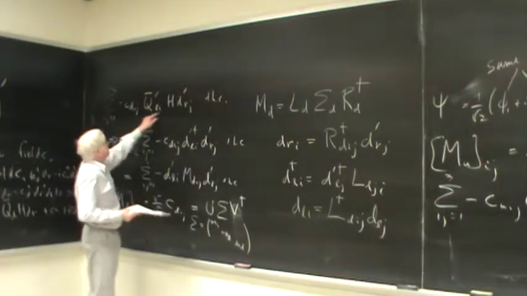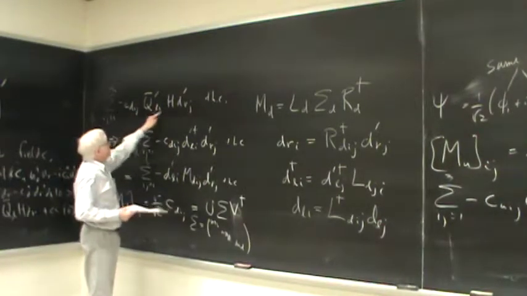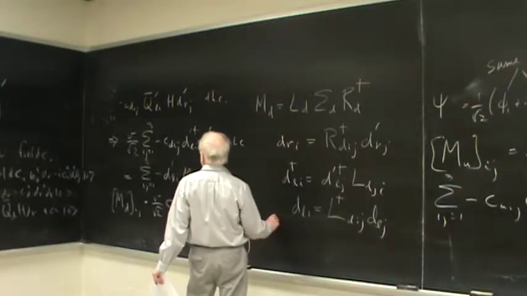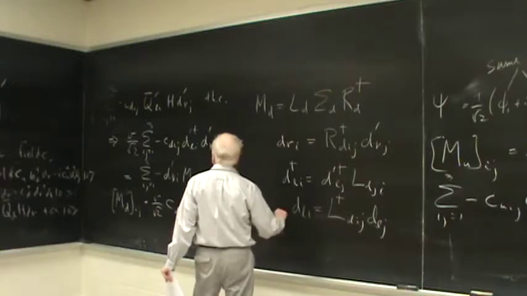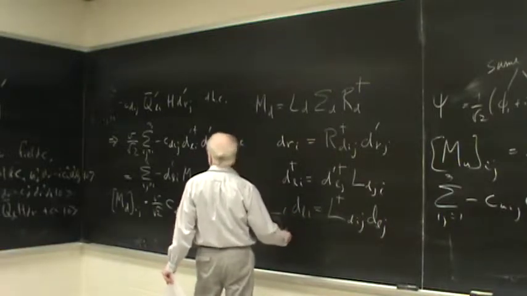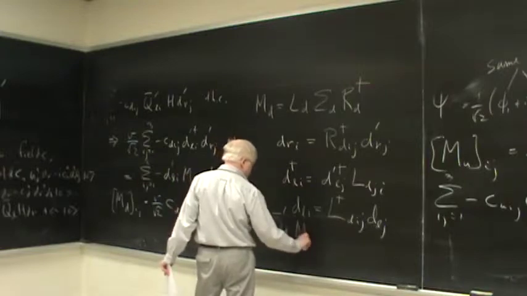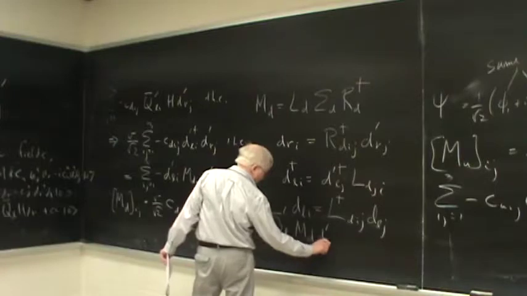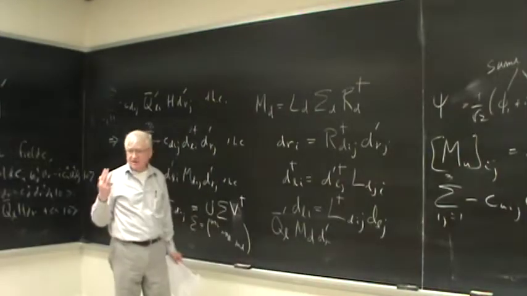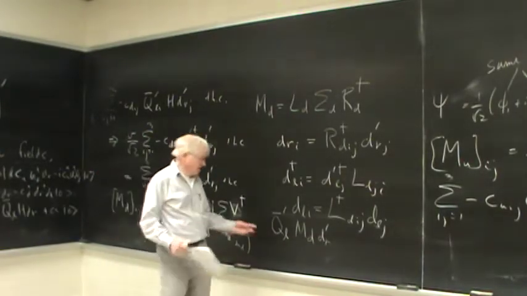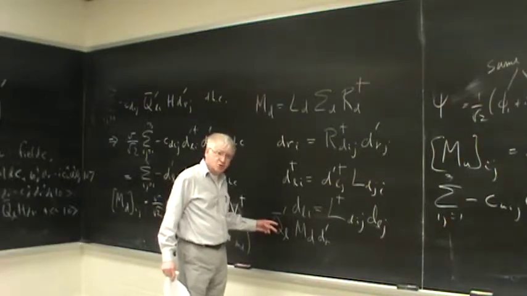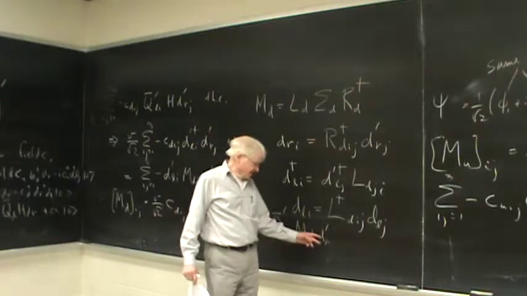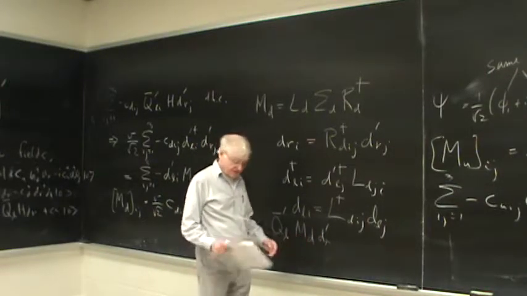What you've got here is, let me rewrite that term up there as Q bar prime left, and then it would be M D D prime right. And now I'm using a 3x3 three-vector notation. This is a triplet of doublets, and this is a triplet, and this is a 3x3 matrix.